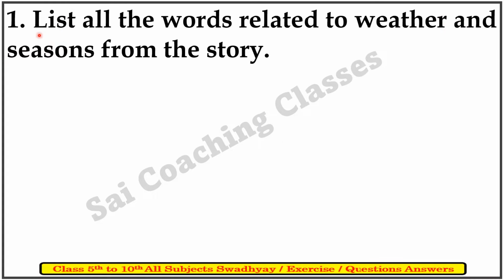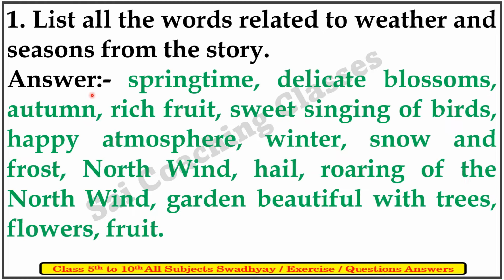The first question: list all the words related to weather and season from the story. Answer: springtime, delicate blossom, autumn, rich fruit, sweet singing of birds, happy atmosphere, winter, snow and frost, north wind, hail, roaring of the north wind, garden beautiful with trees, flowers, fruit, etc.